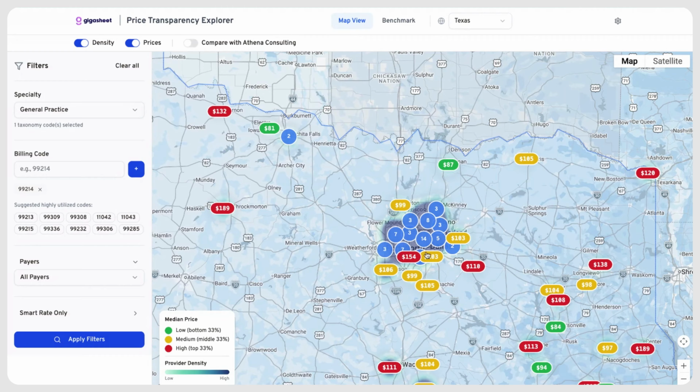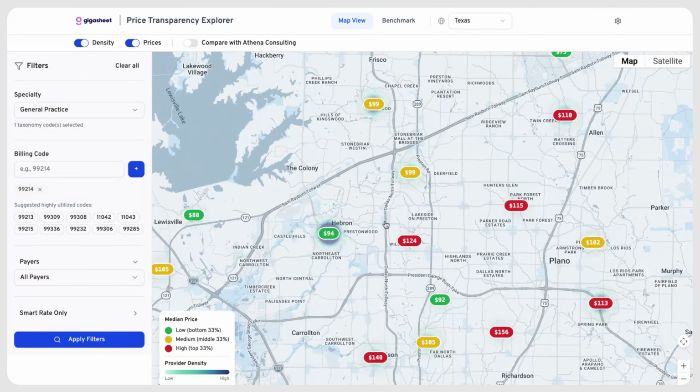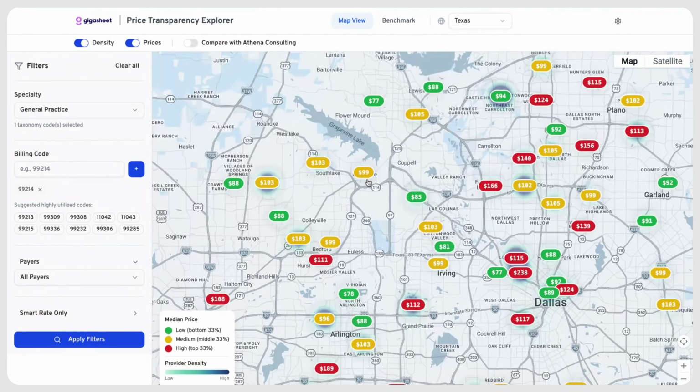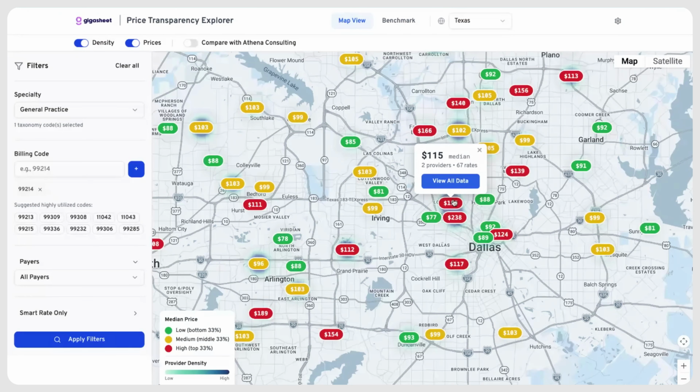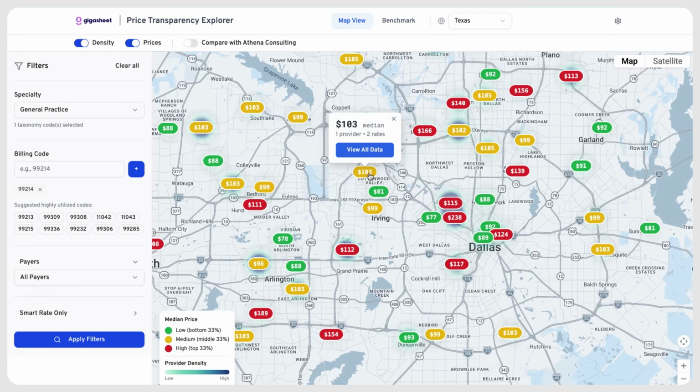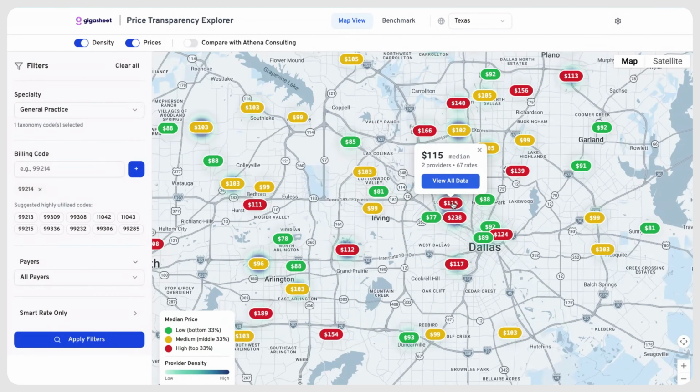So what we'll do here is just drill into this data and take a closer look at what's going on here. So this is obviously the Dallas metro area. Lots of general practice providers, lots of different rates. And as you saw, I can click on these to get a sense for how many providers are in this locale and what their median rates are for an office visit. And there's a pretty wide spread. You can see, 93, 88, $78 all the way up to over $100 or $130.